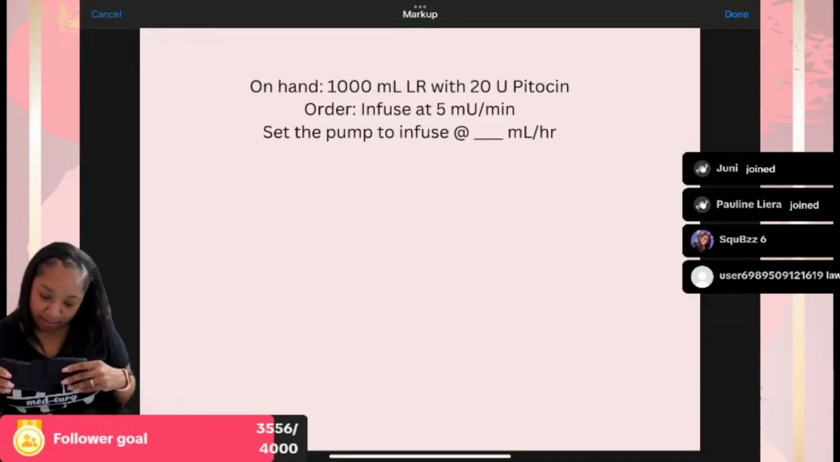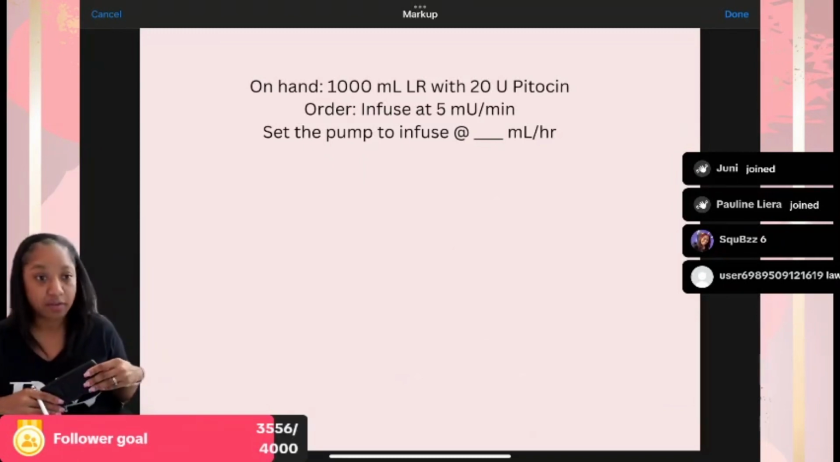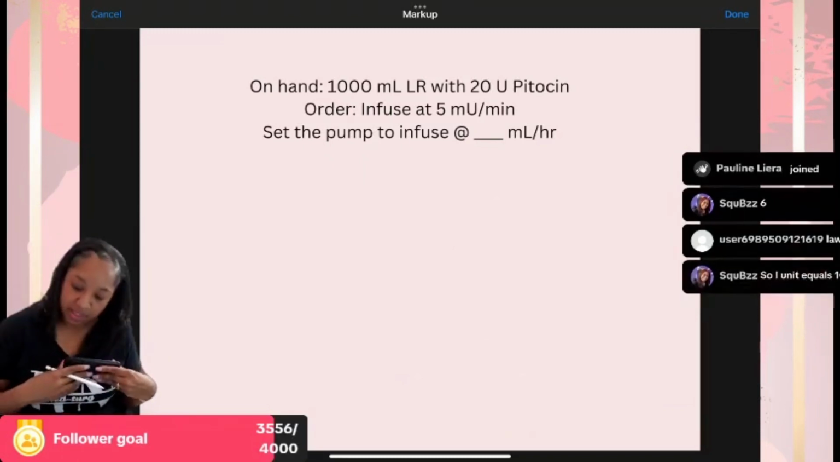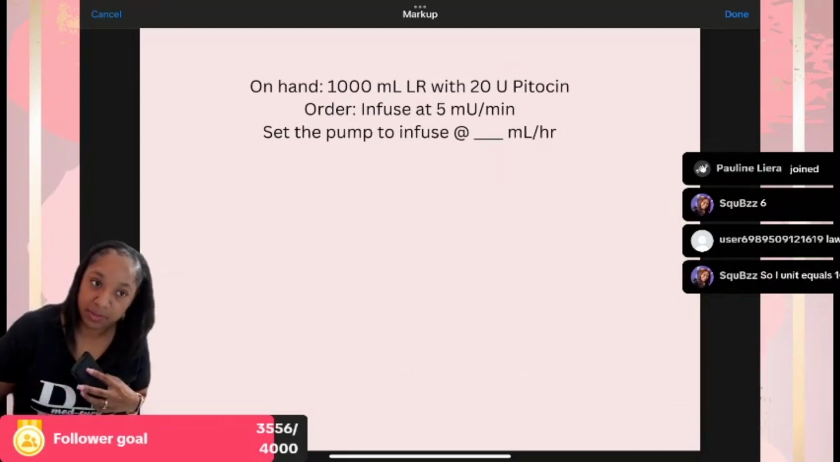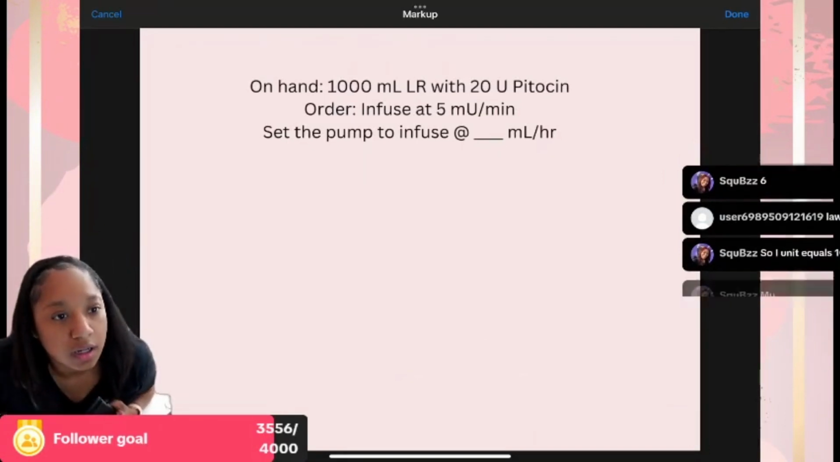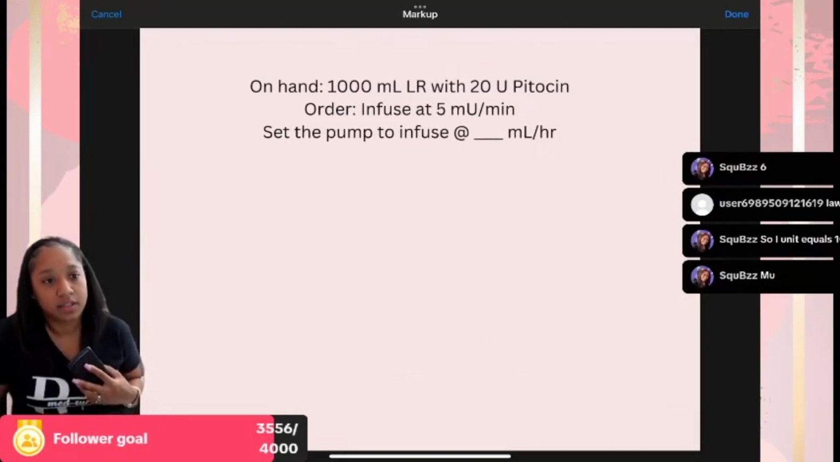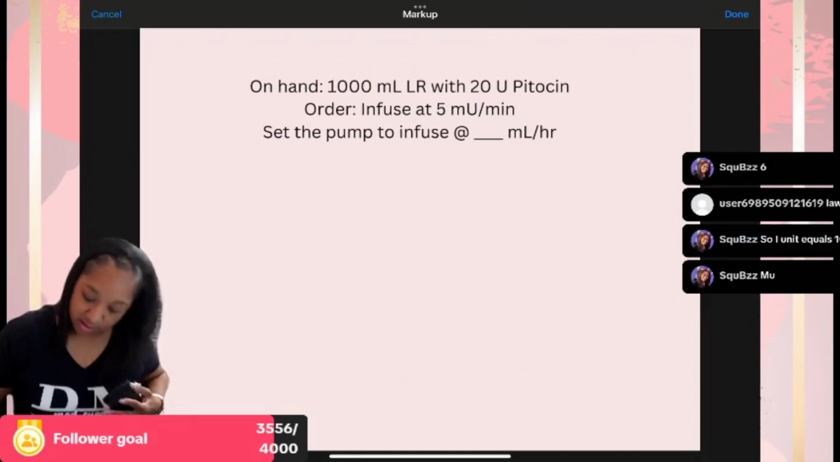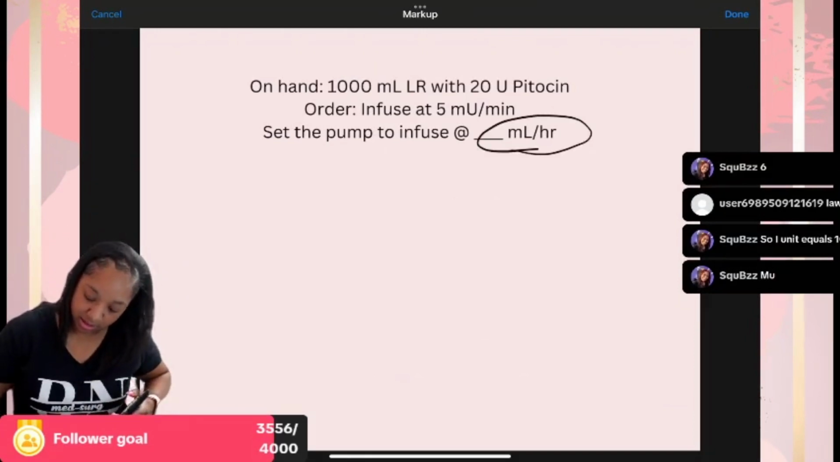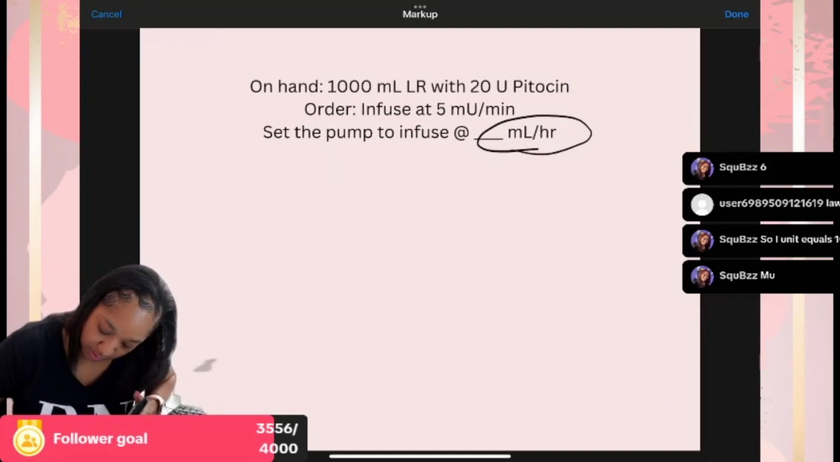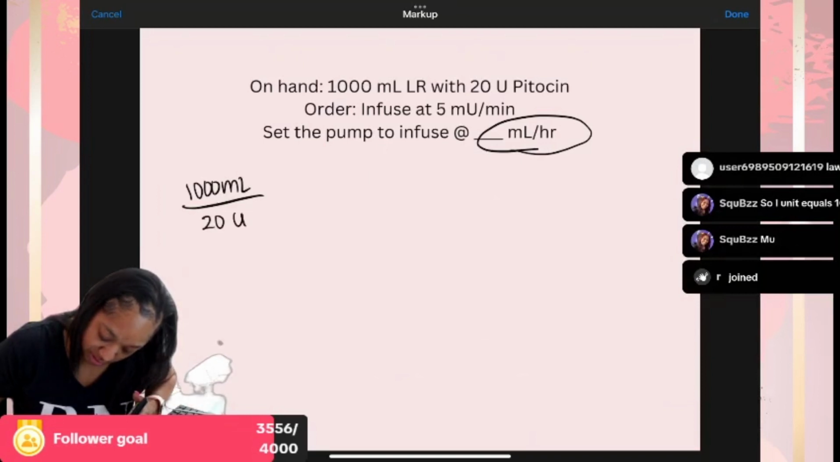1,000 mL lactated Ringer's with 20 units of Pitocin infused at 5 milliunits per minute. So set the pump to mL. I said unit. Yeah, that's how you do it. So we'll do it again. Let's do it again. So we've got 1,000 milliliters over 20 units.